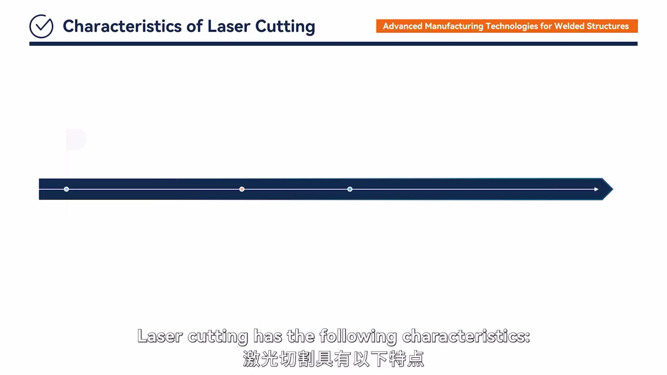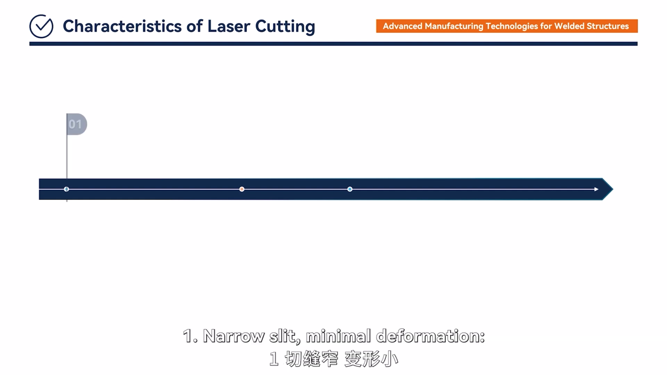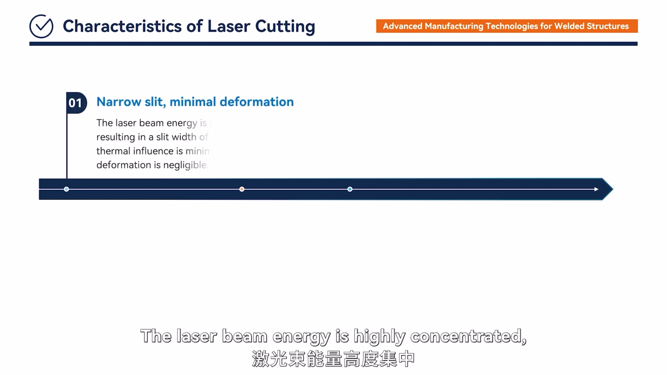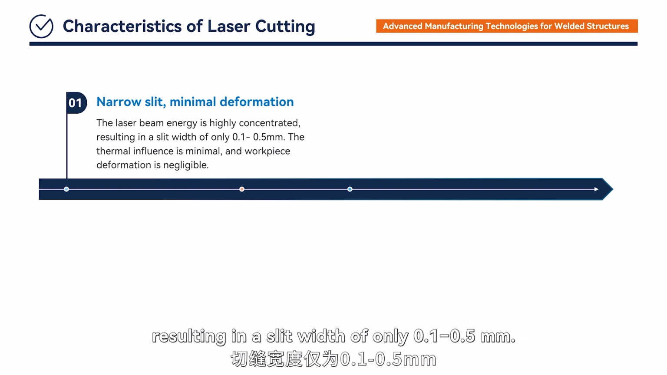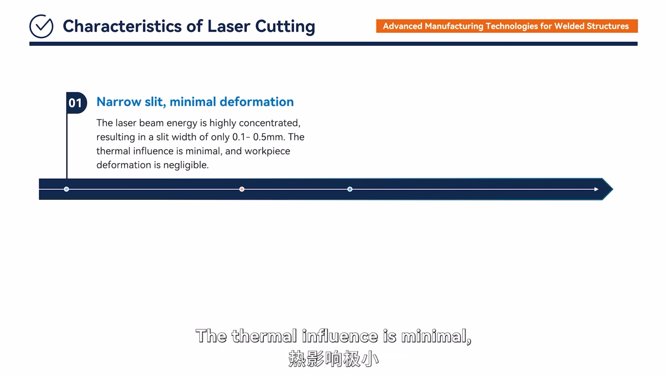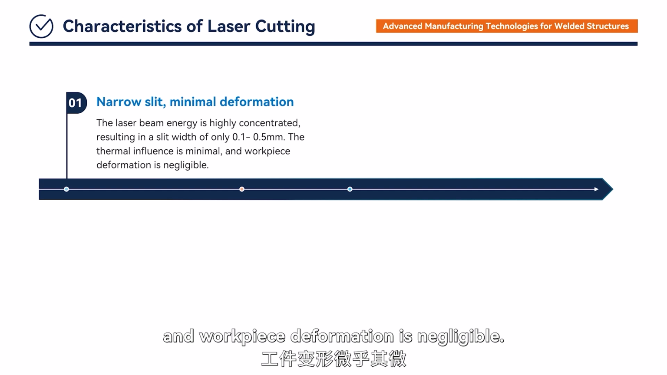Laser cutting has the following characteristics. 1. Narrow slit, minimal deformation. The laser beam energy is highly concentrated, resulting in a slit width of only 0.1 to 0.5 millimeters. The thermal influence is minimal, and workpiece deformation is negligible.